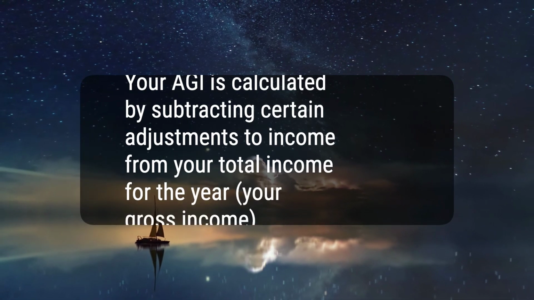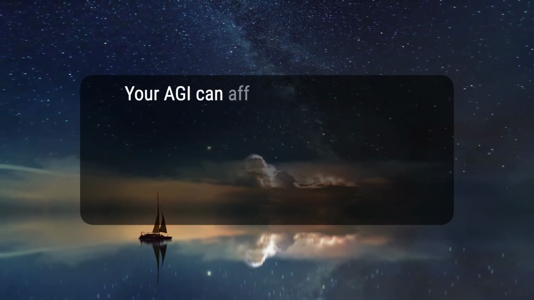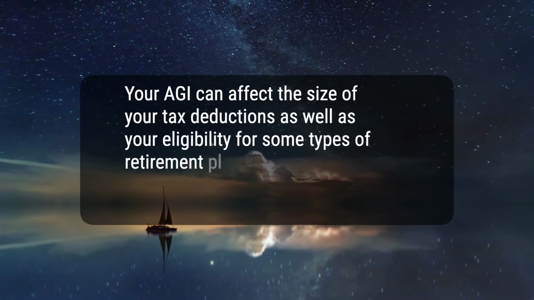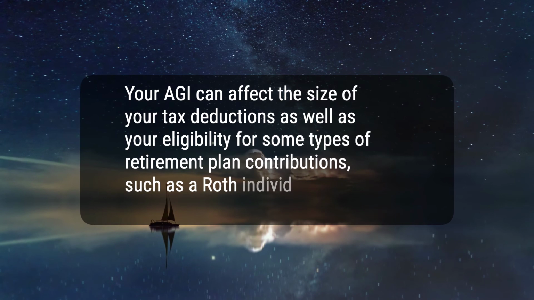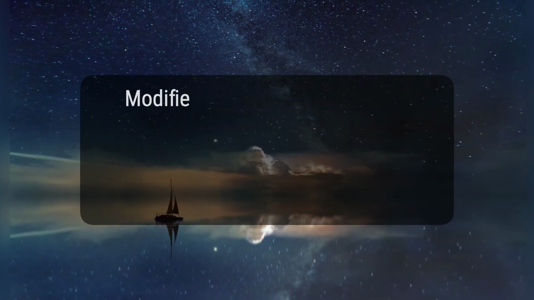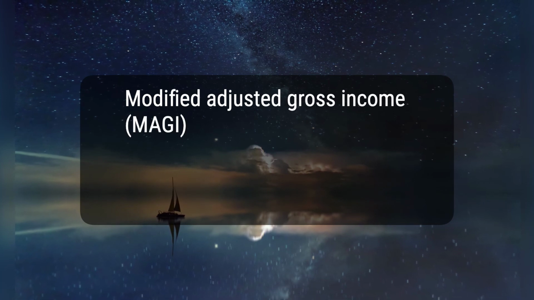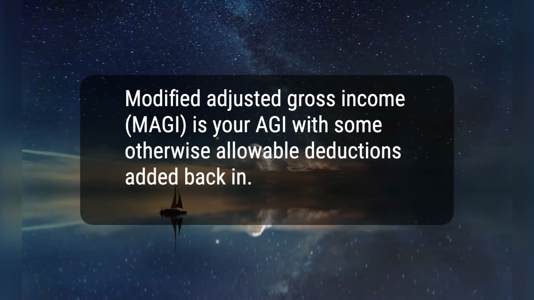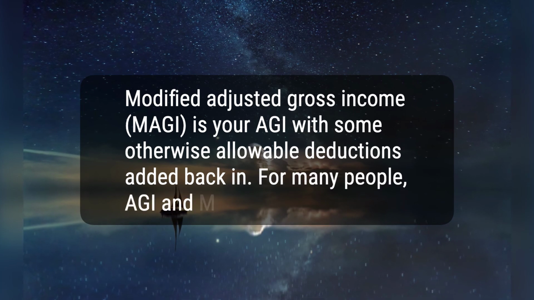3. Your AGI can affect the size of your tax deductions as well as your eligibility for some types of retirement plan contributions, such as a Roth individual retirement account, Roth IRA. 4. Modified adjusted gross income, MAGI, is your AGI with some otherwise allowable deductions added back in. For many people, AGI and MAGI will be the same.